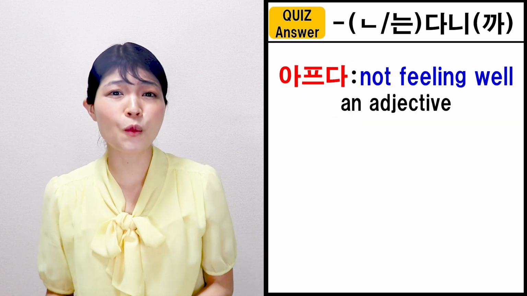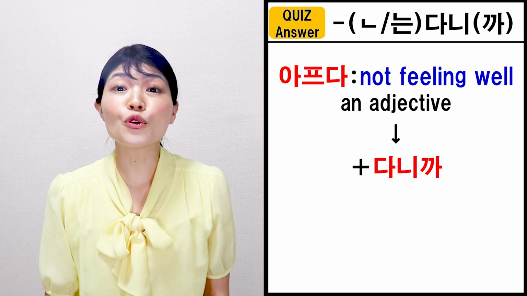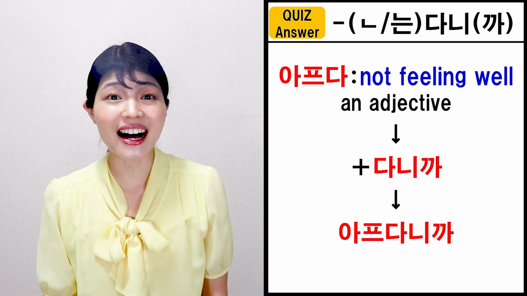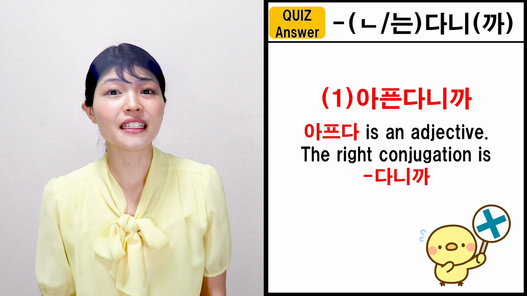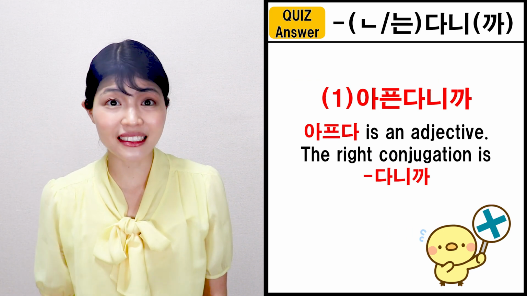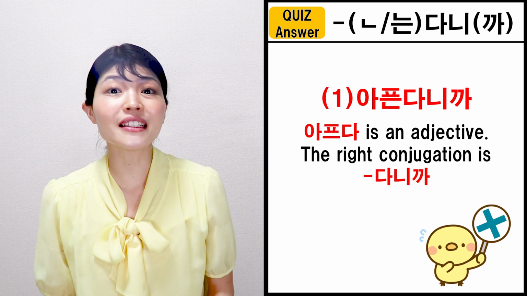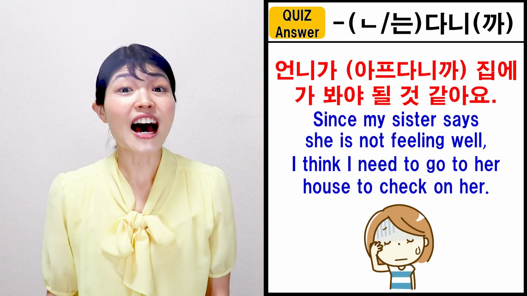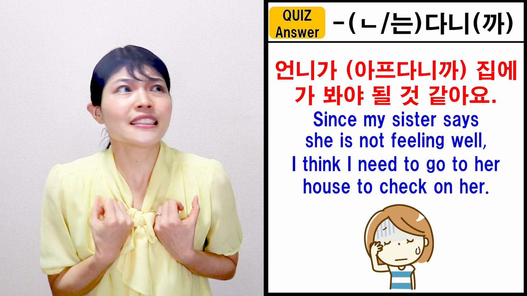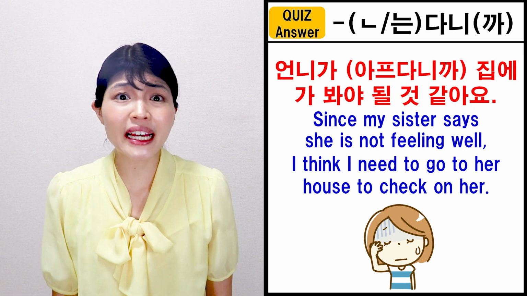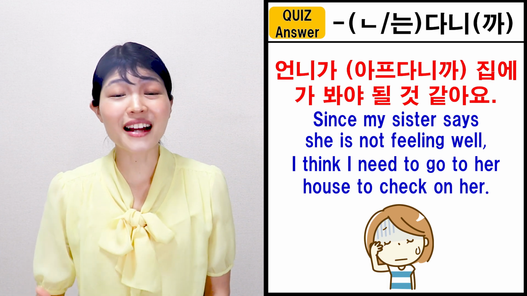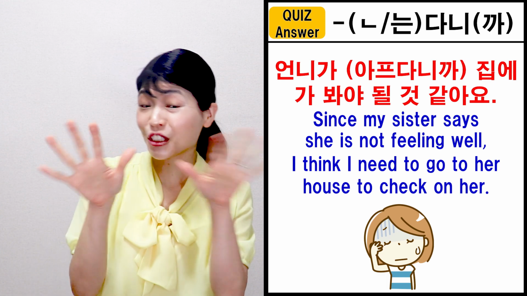아프다, not feeling well, is an adjective. So you attach 다니까 to the stem to make 아프다니까. Number 1 is wrong because 아프다 is an adjective. The right conjugation is 다니까, not 니은다니까. Okay? Now let's read it with an anxious feeling. 언니가 아프다니까 집에 가봐야 될 것 같아요. Please practice until you can say it naturally.